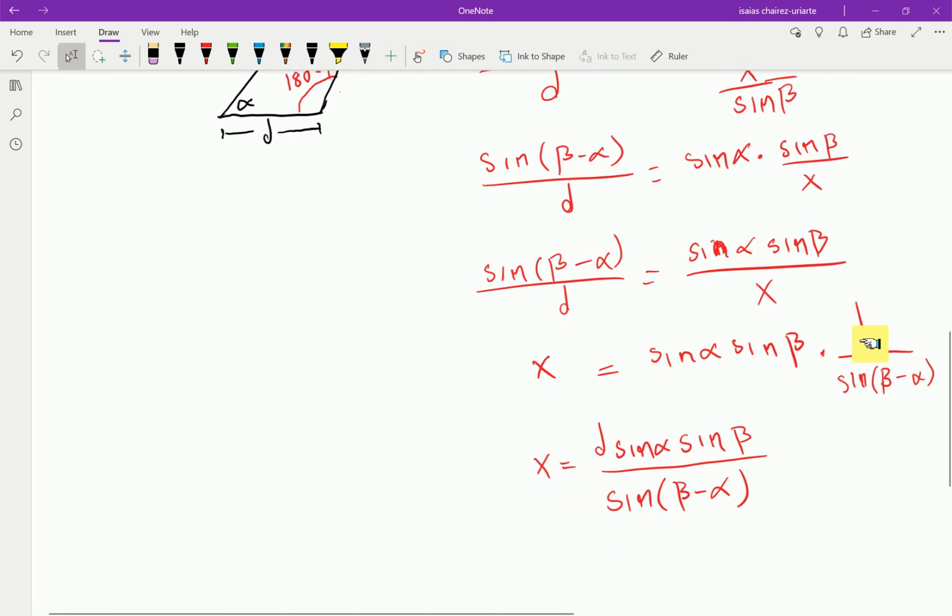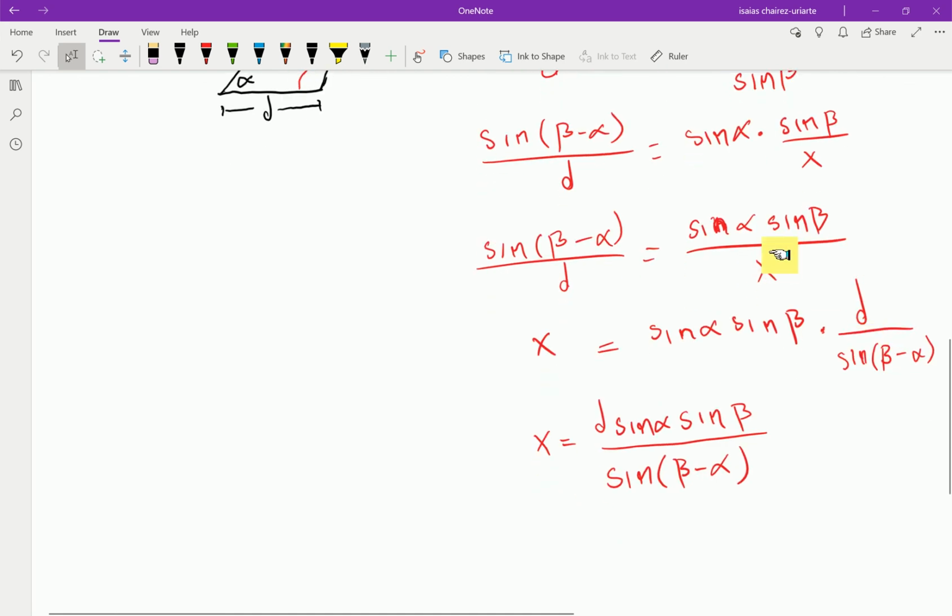And then it's a matter of solving for x. So what I did here is I multiplied both sides by x. And then I multiplied by the reciprocal of sine of beta minus alpha over d on both sides. So d over sine of beta minus alpha. And then I multiply that out. And I guess this is the answer. This is my expression for x in terms of d, alpha, and beta.